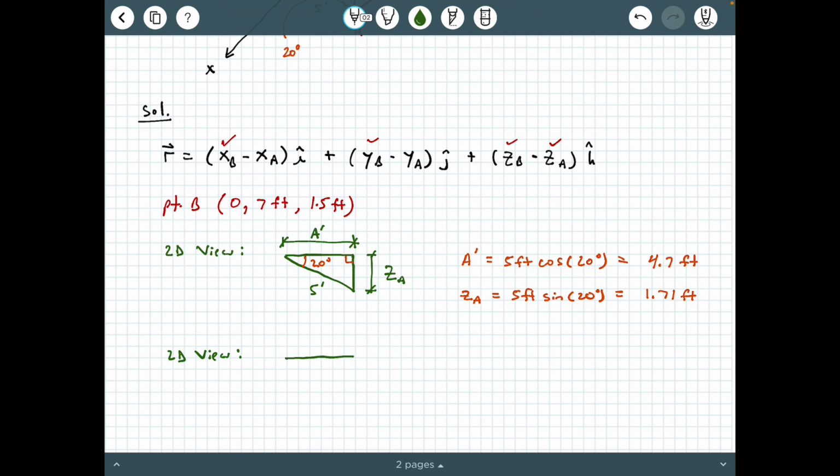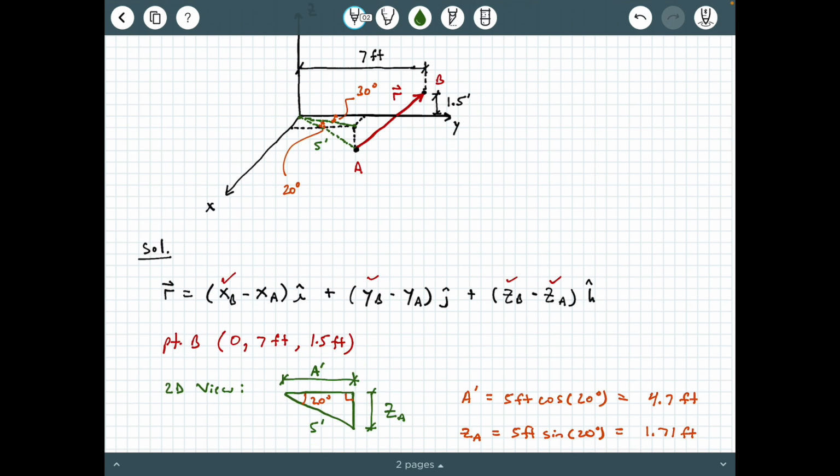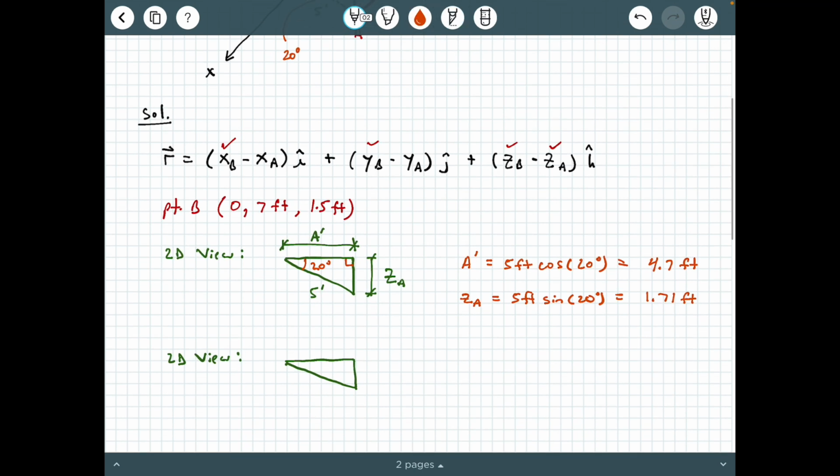Well, again, I'm going to see another right triangle here. And this is me looking down on the XY plane at this right triangle here, all right? So if I label things accordingly, I know that this is a 30-degree angle, this is a right angle here, and then where is that A prime? Well, that's this length right here, A prime.